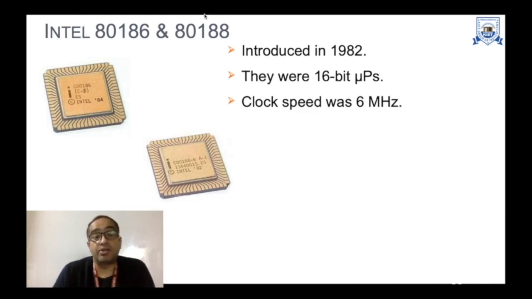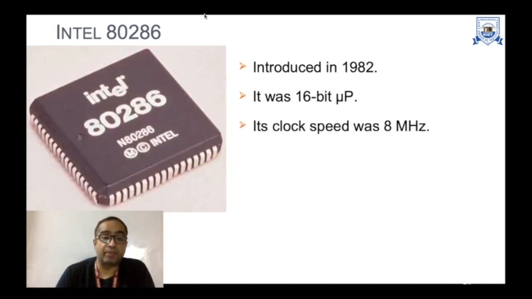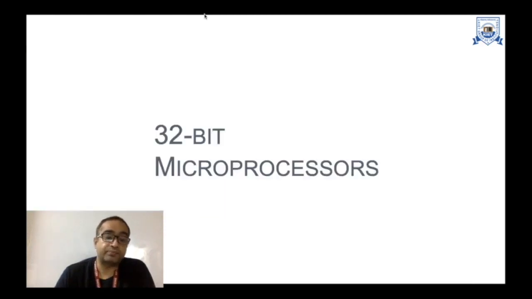Then in 1982, Intel introduced two different microprocessors, the 80186 and 80188. They were both 16-bit microprocessors with a clock speed of 6 megahertz. Then in 82, it introduced the 80286, a 16-bit microprocessor with a clock speed of 8 megahertz.